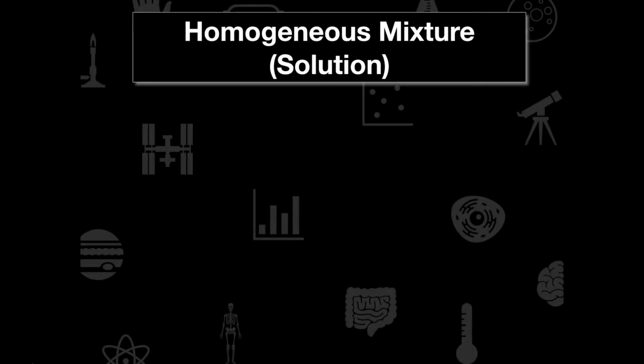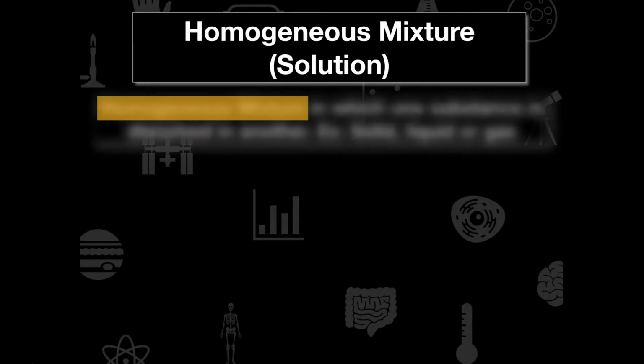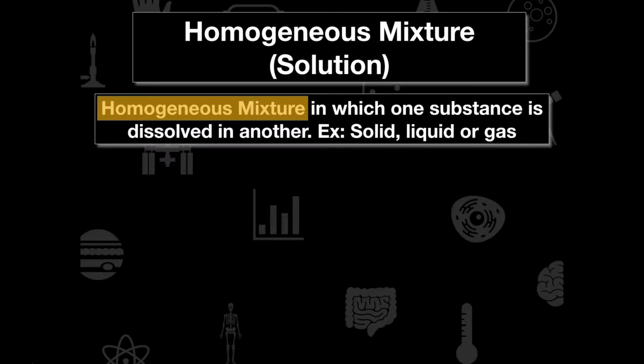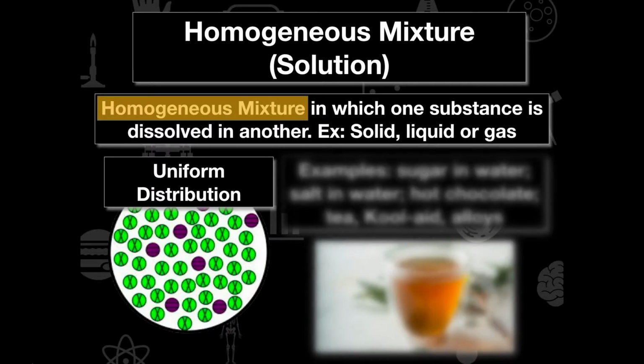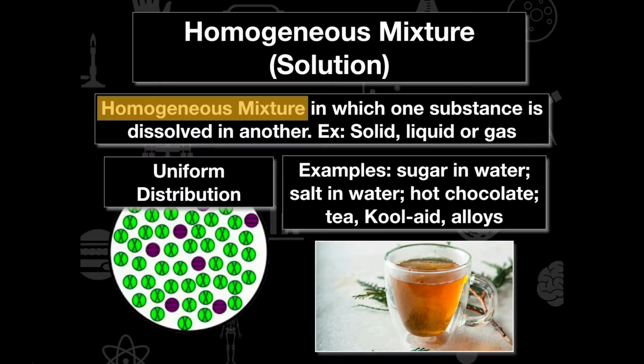So there's two types of mixtures that we have to talk about that are related to solutions, solvents, and solutes. A homogeneous mixture is one in which one substance is dissolved in another. An example of this would be a solid or a liquid or a gas. Now we have uniform distribution when we're talking about homogeneous mixtures. An example of a homogeneous mixture would be sugar and water, salt and water, maybe hot chocolate, Kool-Aid, teas, or alloys. It's where one substance is dissolved in the other substance.